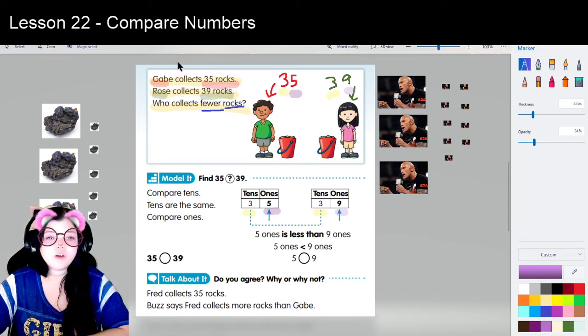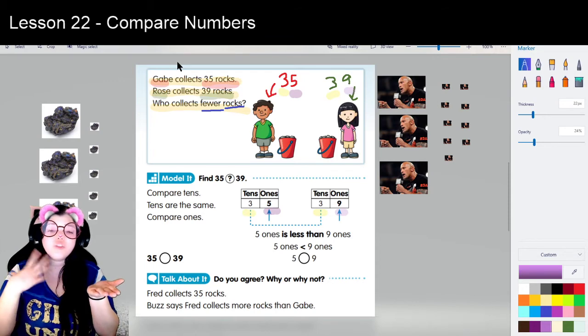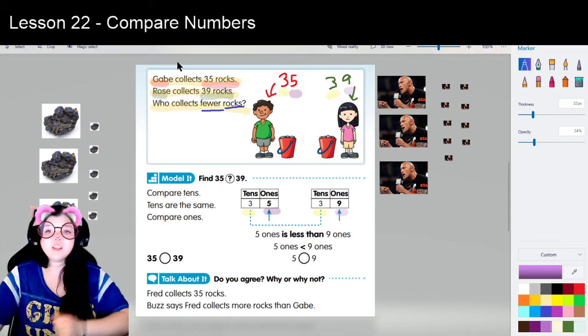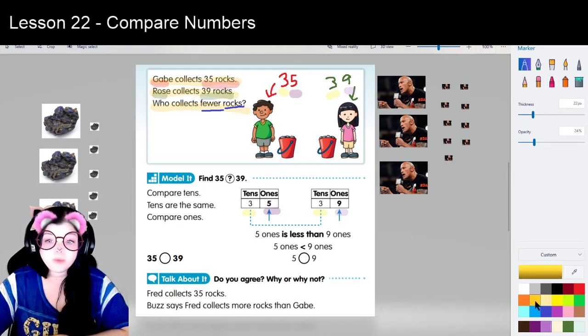But how can we figure out which number has the fewer amount of rocks? Which number has the smallest number of rocks? Is it 35 or 39? The best way to tell is by looking at your ones place. Because both numbers have 3 tens, this one has 3 groups of 10, and this number has 3 groups of 10. So the second thing we want to look at is how many ones.